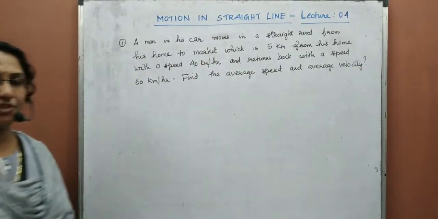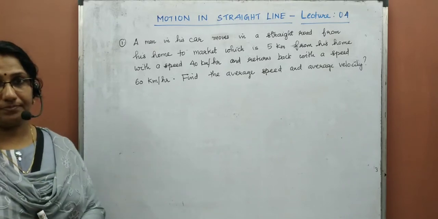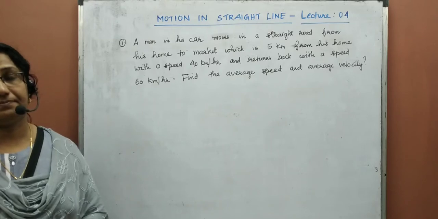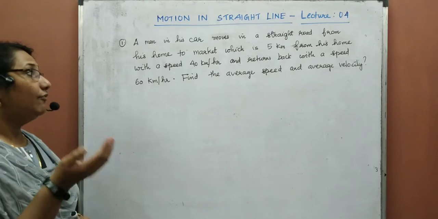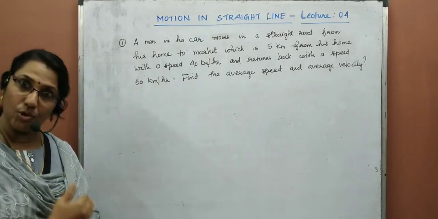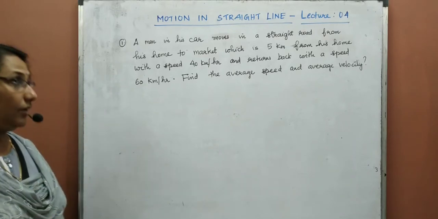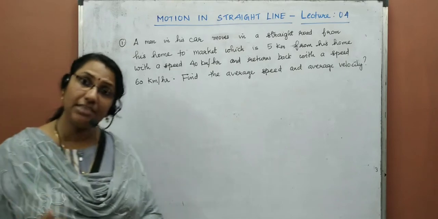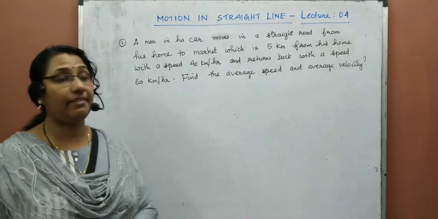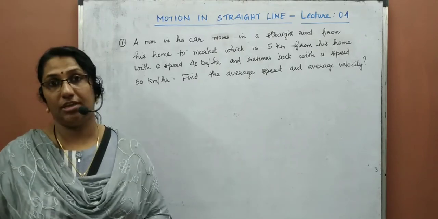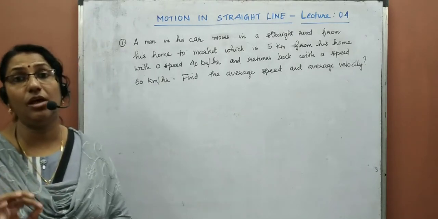Okay, this is the question. A man in his car moves on a straight road from his home to a market which is 5 kilometers apart from his home. He moves from his home to the market with a speed of 40 kilometers per hour and then returns back to his home with a speed of 60 kilometers per hour. The question is to find the average speed and the average velocity during the whole trip.